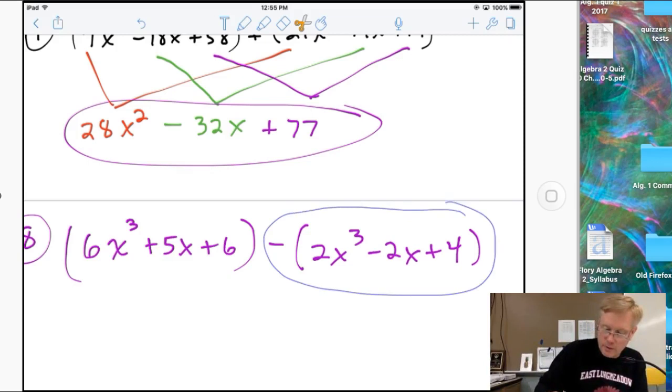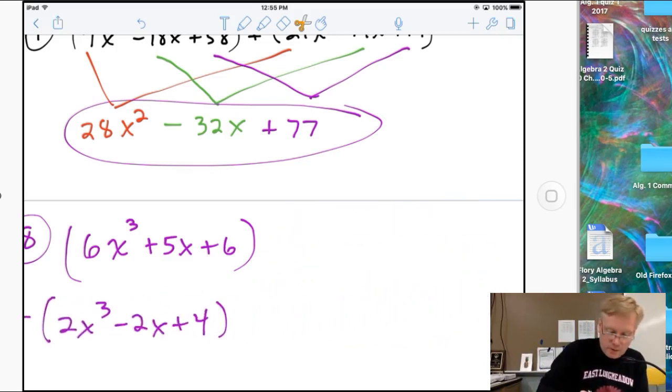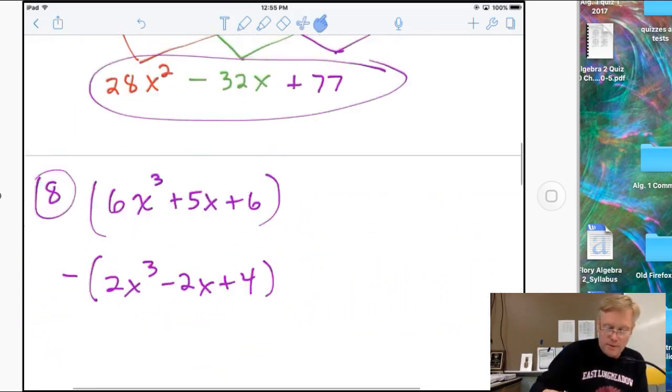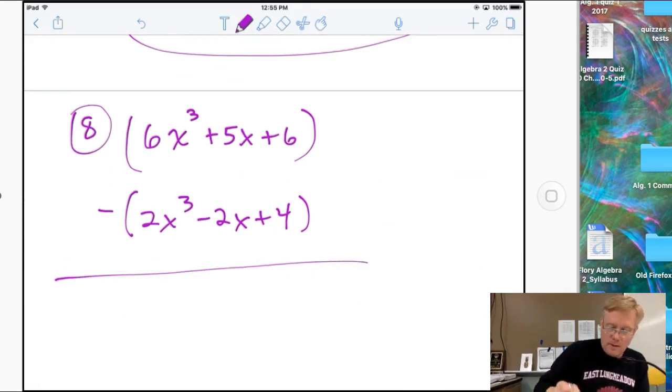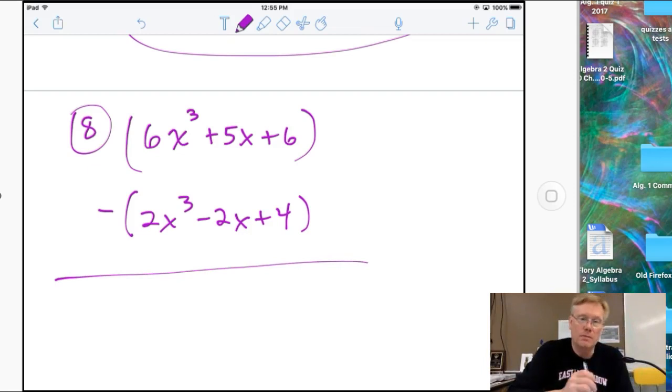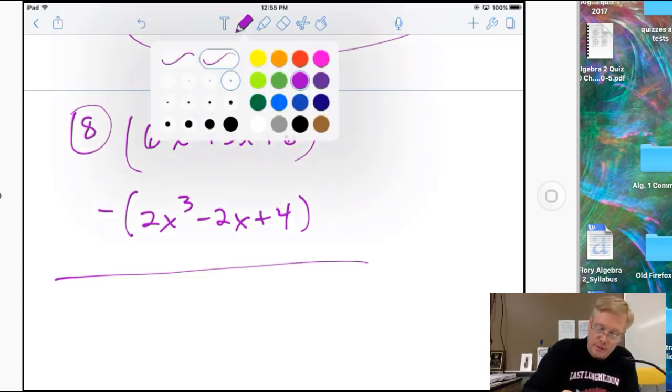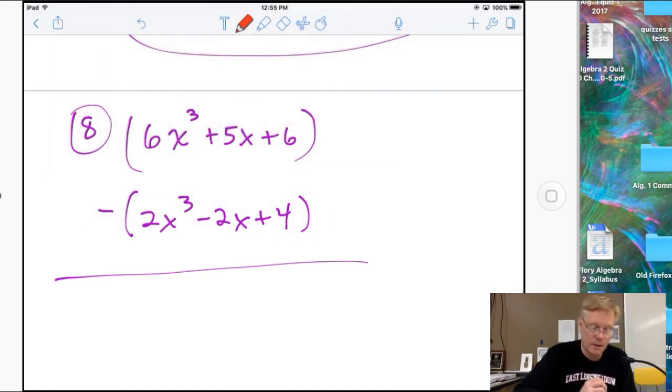I prefer vertical. So anytime I have it set up like that, I usually go like this and just move it right below. And I'm going to go like this. All right, now you could subtract all of these. You can go 6x minus 2x, 5x minus negative 2x, and 6 minus 4. If you keep that straight and remember that every time, then you're better than I am. What I usually do is I like to change all the signs in the second one, it'll make it easier for me.